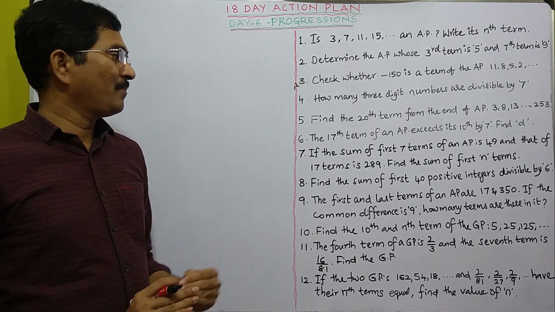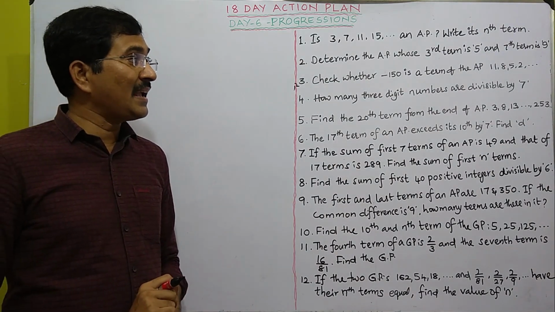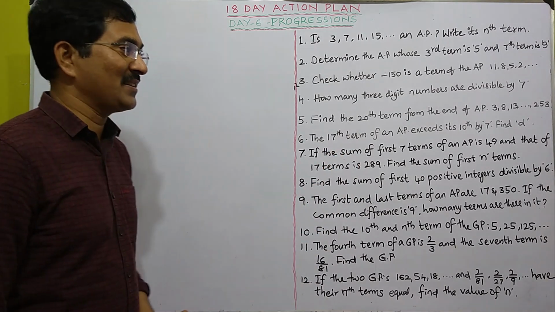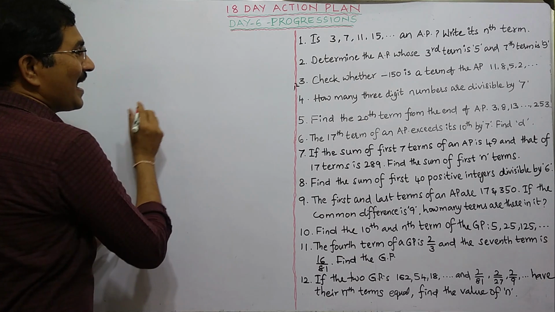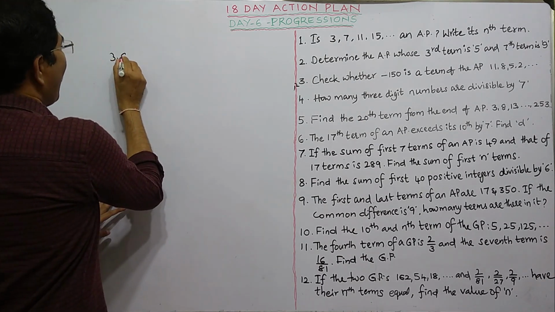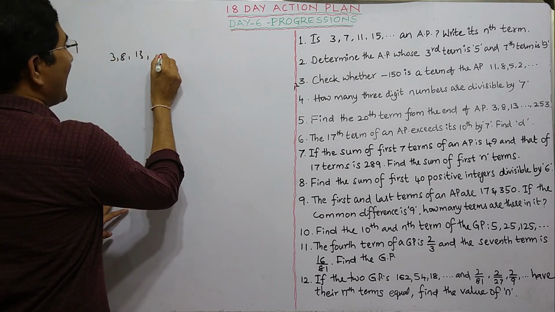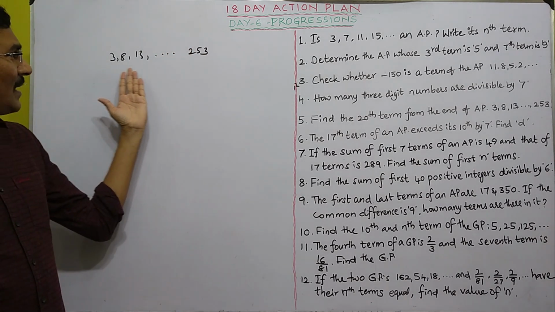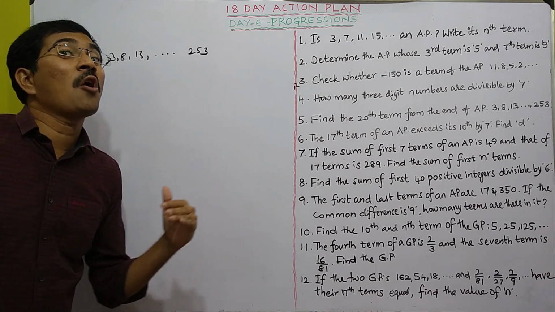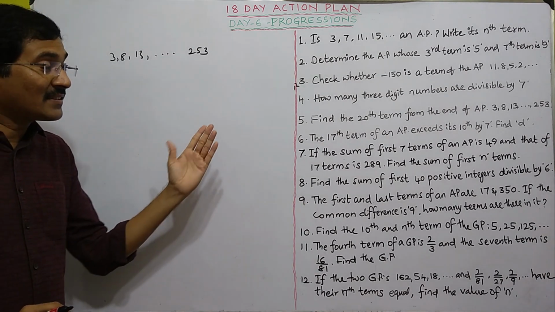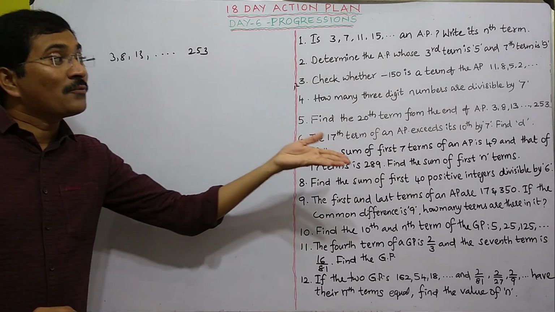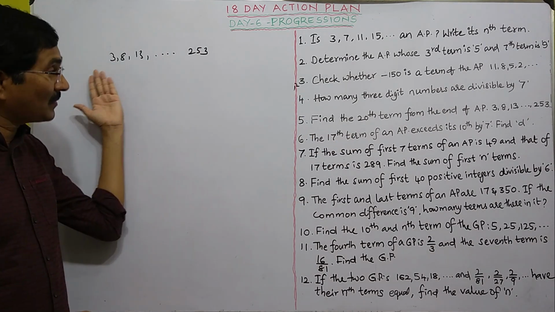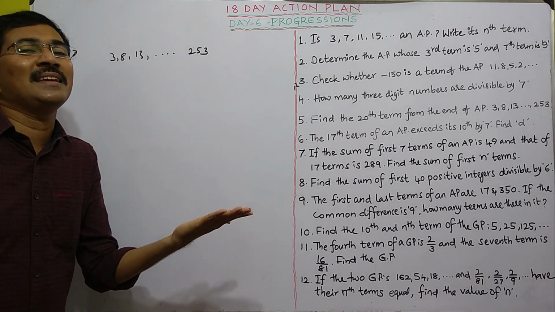Coming to the fifth problem: find the 20th term from the end of the AP 3, 8, 13, dash, dash, dash, 253. Very interesting. The AP is 3, 8, 13, and so on, ending at 253. This progression has a number of terms and we don't know how many terms there actually are. And he's asking us to find the 20th term from the end. That means he is not asking us to find the 20th term from the beginning. That would be very easy.